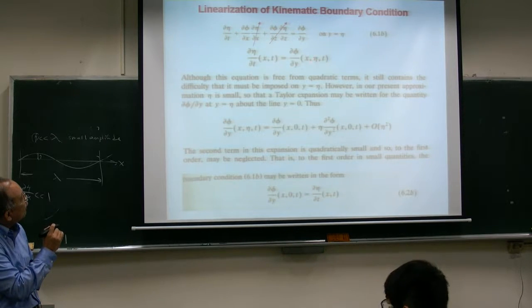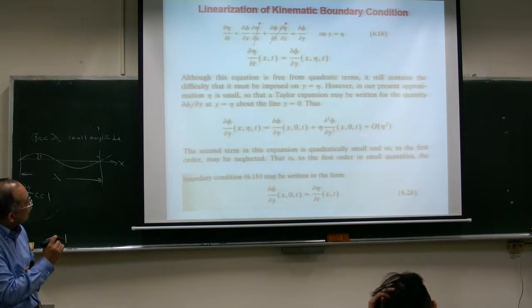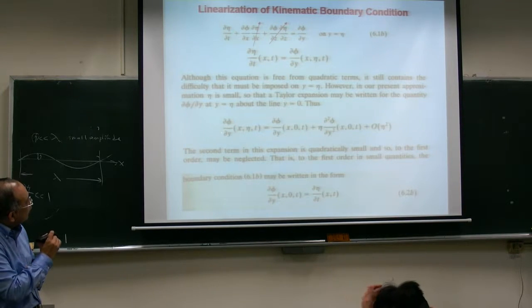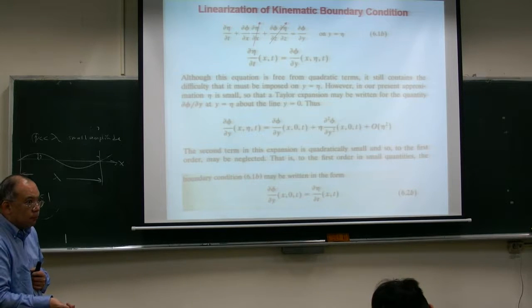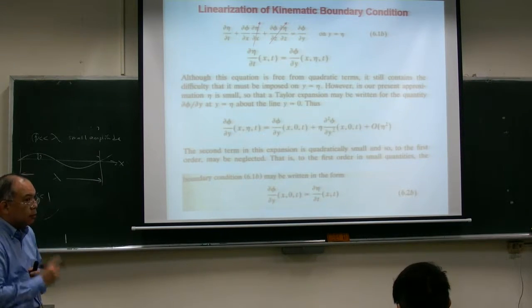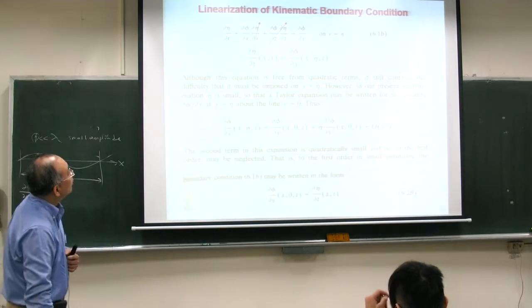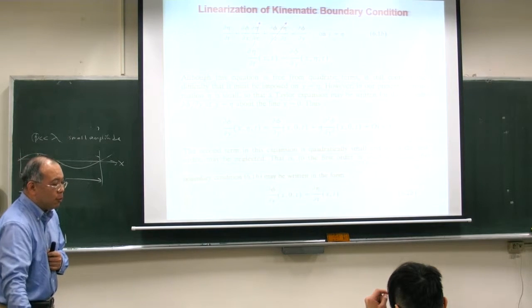However, we have eta here, and this eta can be changed to 0, because Taylor expansion tells us that when eta is small, this term and this term are very close. So we have the boundary condition reduced to this, the kinetic boundary condition, under the small amplitude assumption.